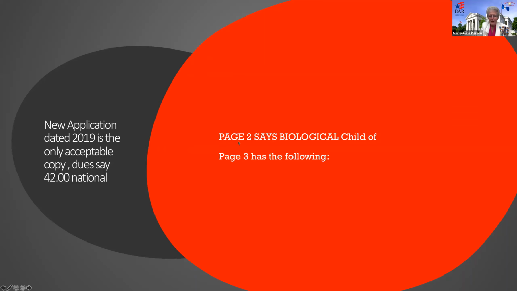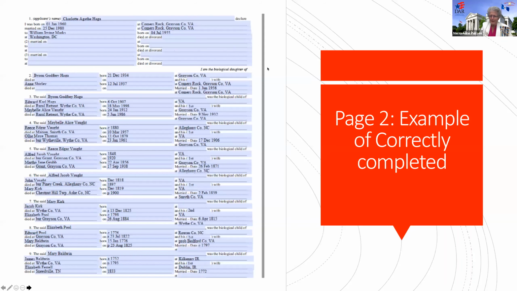Okay, the new application, the only real difference is that it says biological child of, and page 3 has a few changes. So this is what page 2 should look like. If you look at the formatting, it's got the date by day, month, and year, and day, month, and year. You do not have to put 0, 1 if it's the first day. You don't have to use the 0 at all.